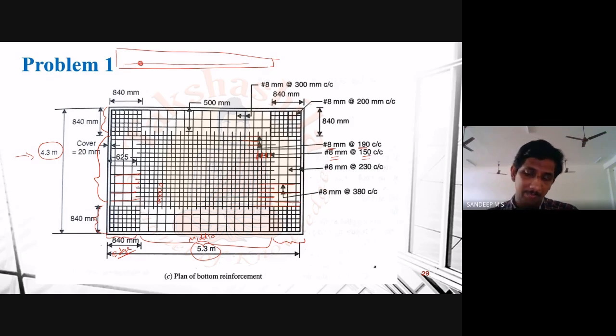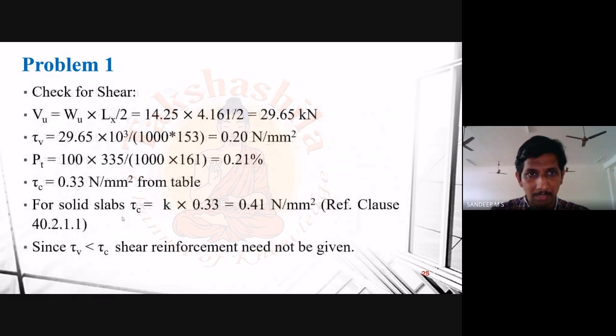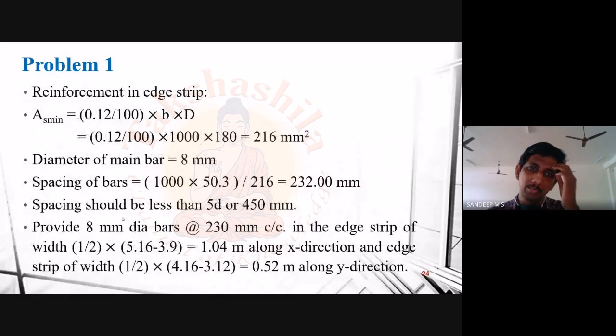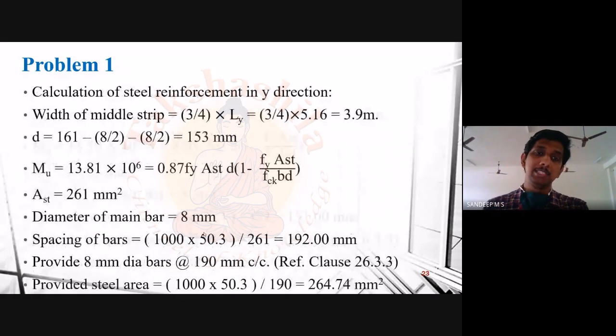So if you come back here, I think in both the directions we are providing 0.12% of the cross section, so this thing will be same. So we are basically providing 8 millimeter diameter bars at 230 mm C by C in all the edge strips. Okay, so that also should be marked in your final detailing diagram. Now, once this is done, one more thing which is remaining is the design for torsion.